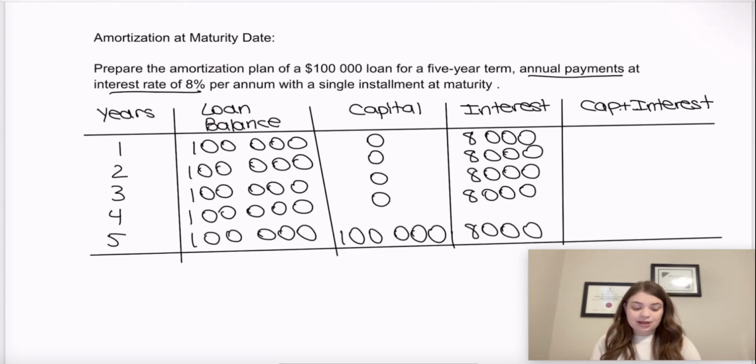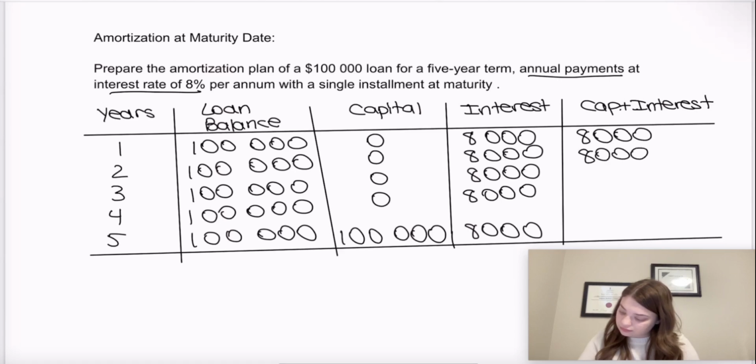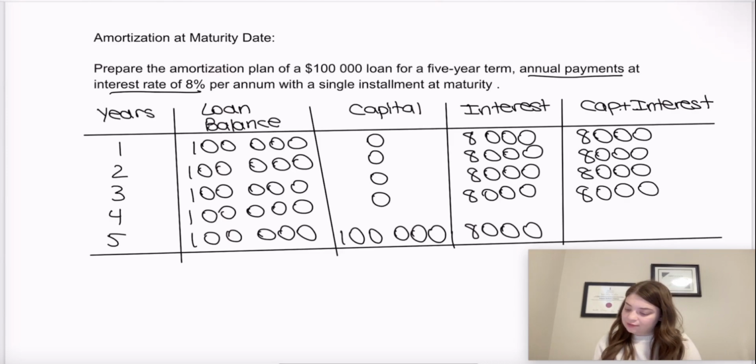So then the capital plus interest, well, in the first 4 years, we only pay interest. So capital of 0 plus interest of 8,000 for the first 4 years is just going to be 8,000. And then for the last year, it's going to be 108,000, right? Because it's going to be the full 100,000 for the full balance paid off, plus the interest owed for keeping that loan for yet another year. So therefore, 108,000 is going to be paid very last.